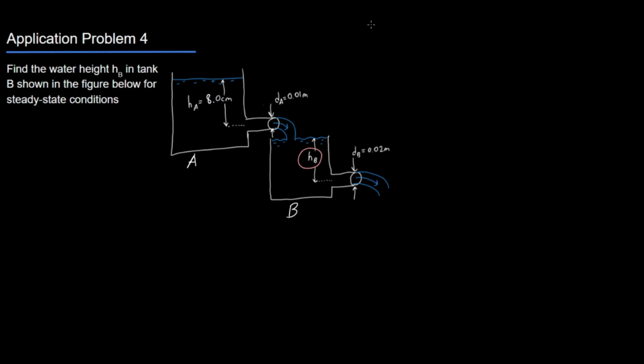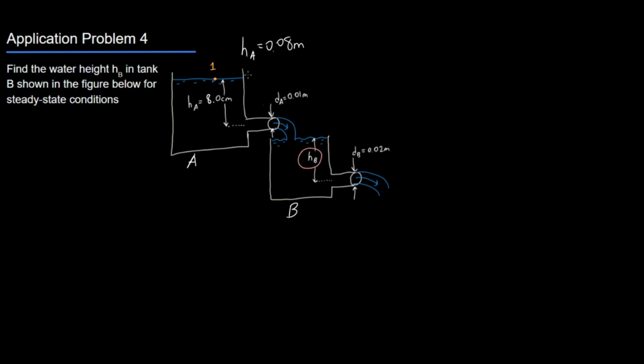And before we begin, there's a few things we should do. First of all, we should convert HA into meters. So HA is equal to 0.08 meters. Because everything else is in meters, we're going to be using gravity in meters. That's just going to be helpful. Second thing we want to do is set the points that we're going to be using for the Bernoulli equation. The first point we're going to want to use is right here at the surface of tank A.